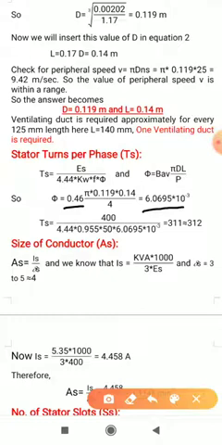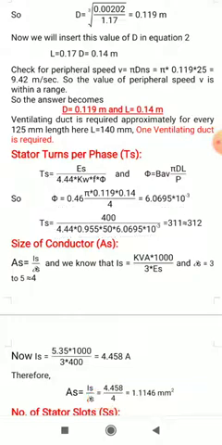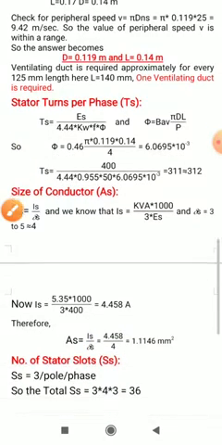Now if you put this value of phi in the equation of TS, then TS becomes 400, that is ES, divided by 4.44 into 0.955, that is kW, into 50, that is frequency, into 6.0695 into 10 to the power minus 3, which is the value of phi. If you calculate this, you will get the number of stator turns as 311. As the number of turns is usually even, we approximately write it as 312.